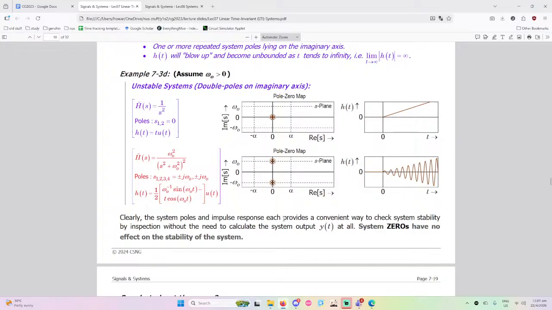And then the corresponding impulse response will be equal to t times dt, which means as t tends to infinity, ht will also tend to infinity. And then in the second case, HTLS is equal to omega naught square over s square plus omega naught square squared. Here we have 4 poles because the highest order of the denominator is equal to 4.